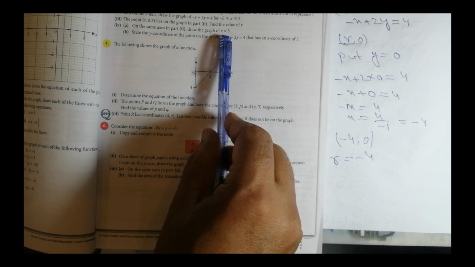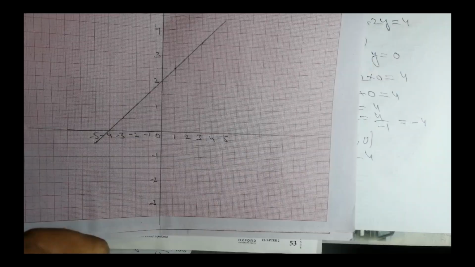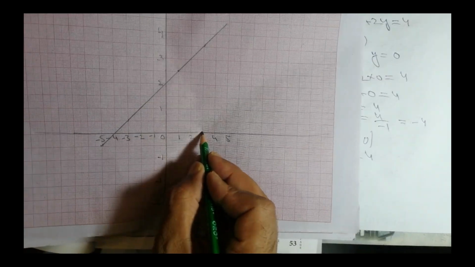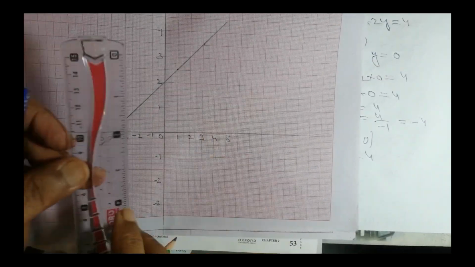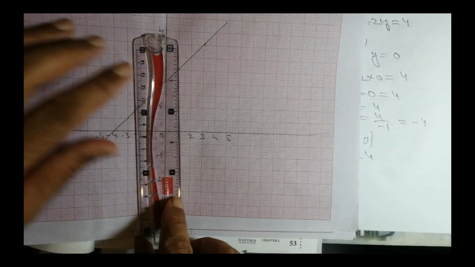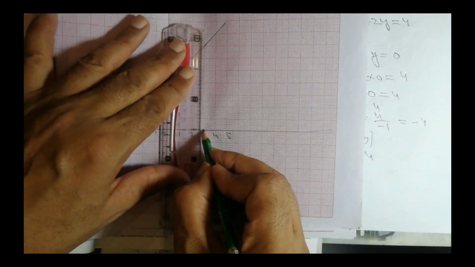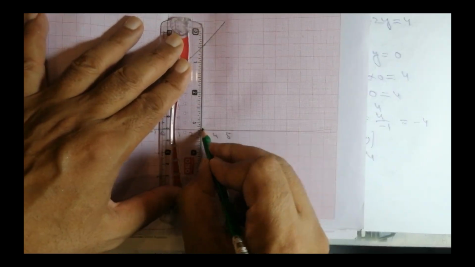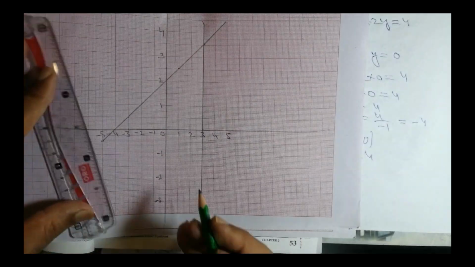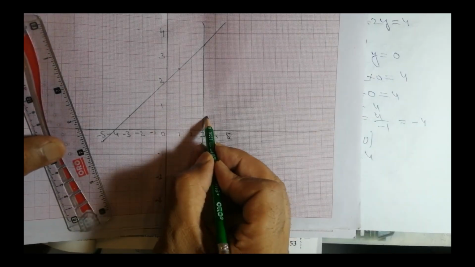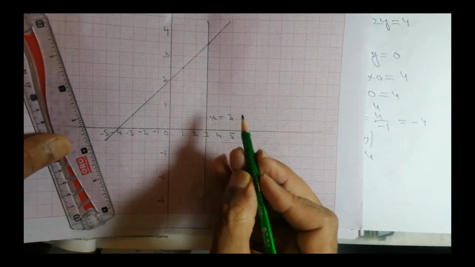Now the next question is on the same axis. In part 2, draw the graph of x equal to 3. Where is x equal to 3? X equal to 3 is this one. So that means this line should be parallel to the y-axis from this point. This is the line with equation x equal to 3.